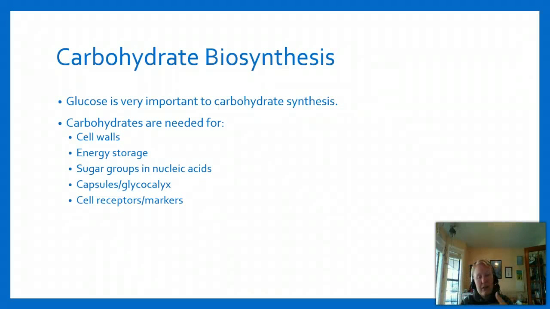And carbohydrates are needed in the cell for cell walls because of the glycoproteins and glycolipids that are added to the cell wall, even though they're not the main component of the cell wall. Also for energy storage, and sugar groups on nucleic acids. Remember, nucleic acids have three parts: the sugar, the phosphate, and the nitrogenous base. So if we want to make that sugar group, we're going to need carbohydrates. In microbes, it's really important for capsules, for the glycocalyx, because that is all carbohydrate, and then cell receptors and markers. So as you can see, carbohydrates play a really big role within the cell, so it's really important the cell be able to manufacture these components it needs.